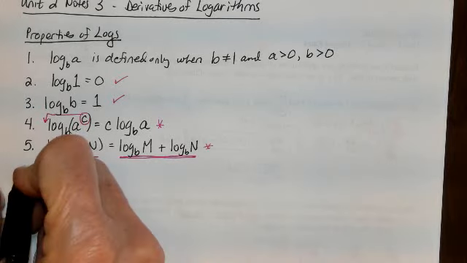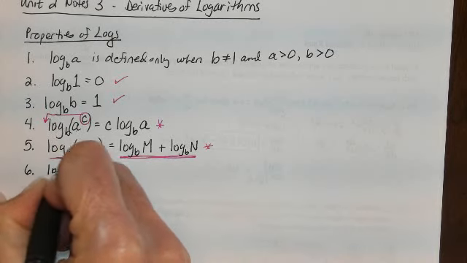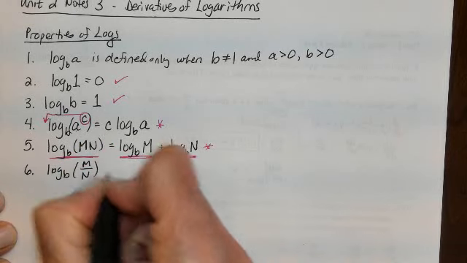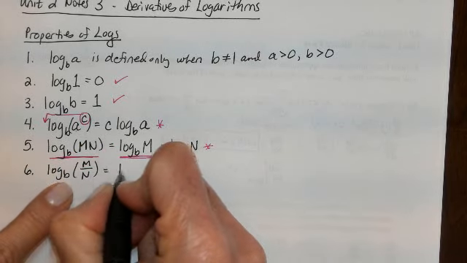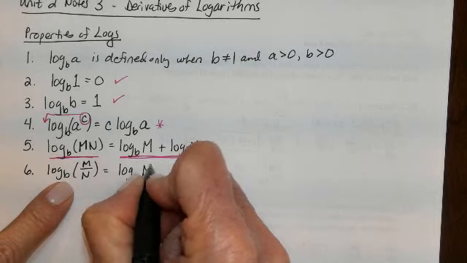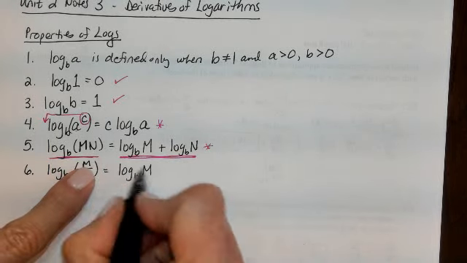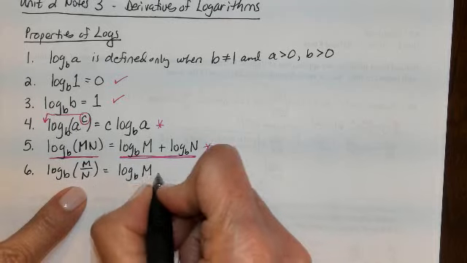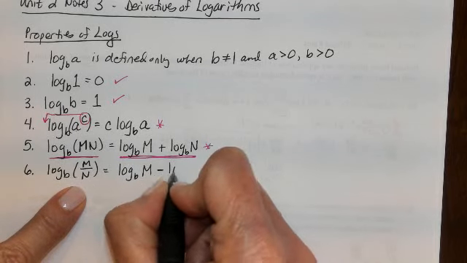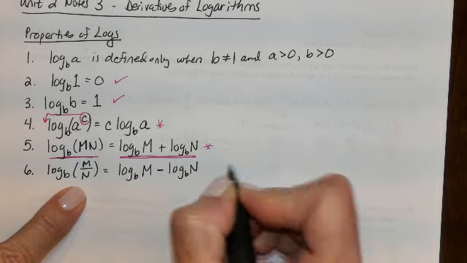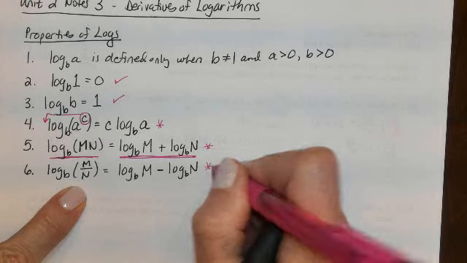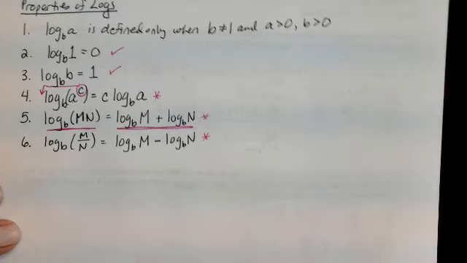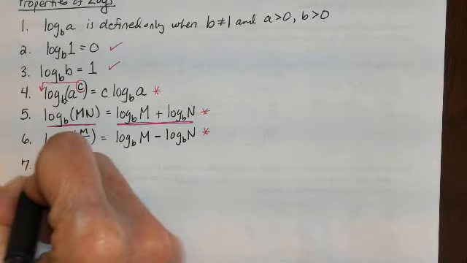We also use the one with the quotient. So what if we have m divided by n here? Well, it's log base b of the top would be, whatever's on top is positive, whatever's on bottom will be negative. So minus log base b of n. And we use that one too for derivatives.